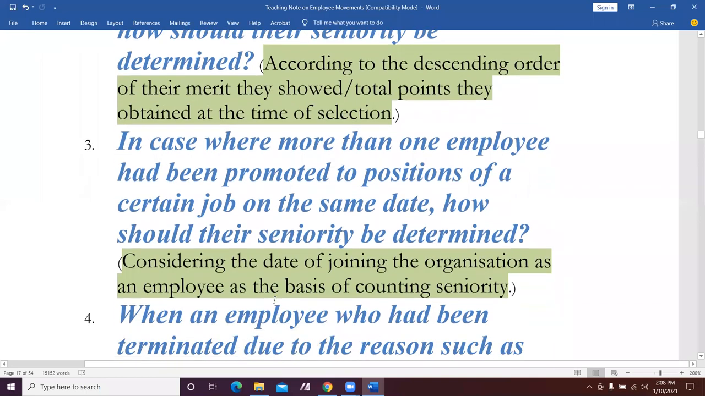Right, then the third situation, in case more than one employee had been promoted to positions of a certain job. This is about promotions; the earlier one was about new appointments. Then we consider the date of joining the organization as an employee. We can consider that as the basis for counting seniority.